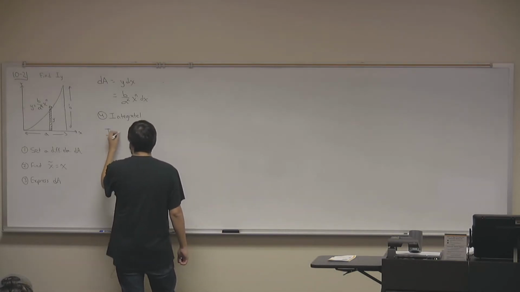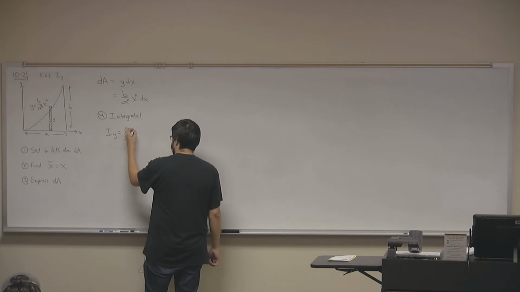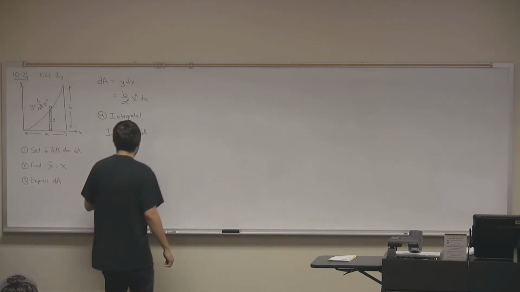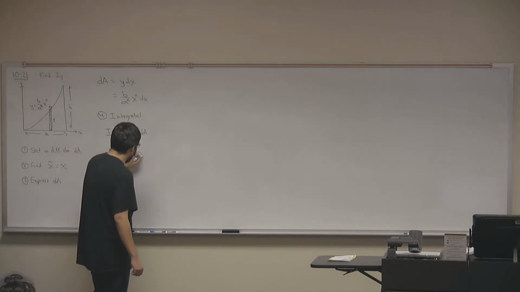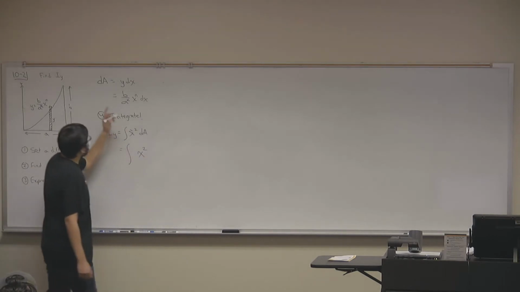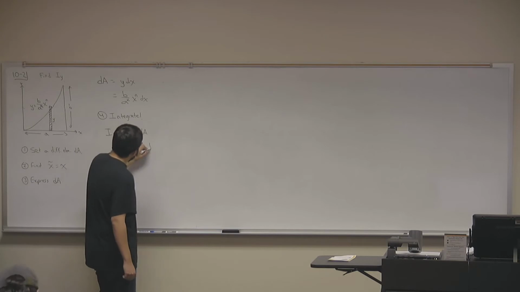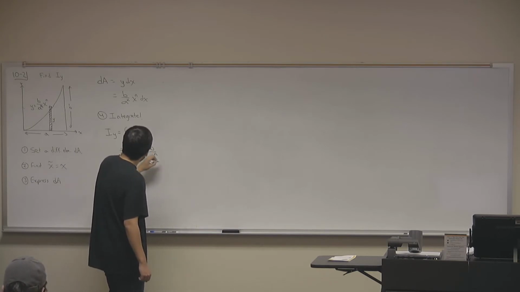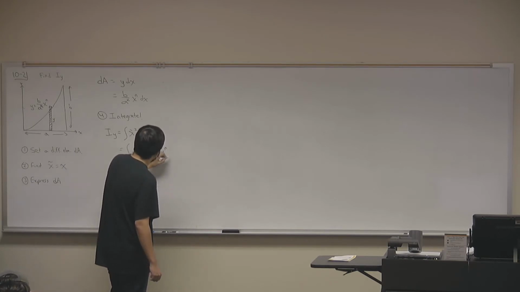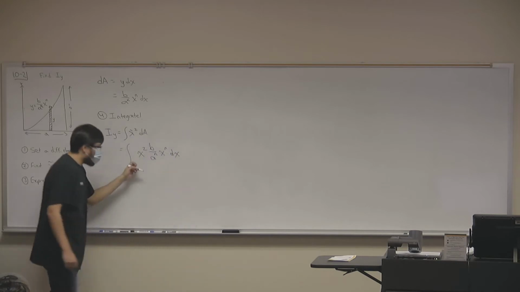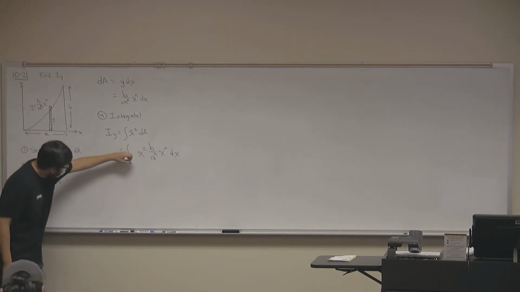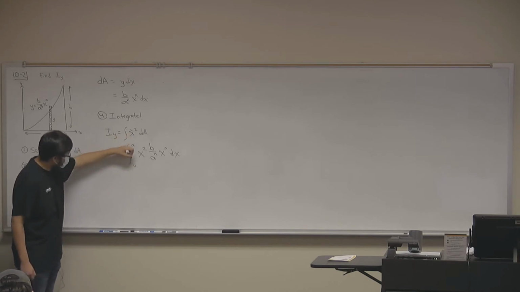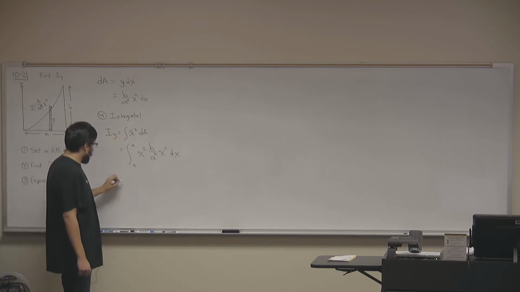Okay, moment of inertia about the y-axis, as you know, is the integral of x squiggly squared dA. From step number 2, x squiggly is just x, so the integral of x squared. From step number 3, dA is just b over a to the power of n times x to the power of n times dx. And what are my integration limits? 0 to a, that is absolutely right. Those are my integration limits, or limits of integration.